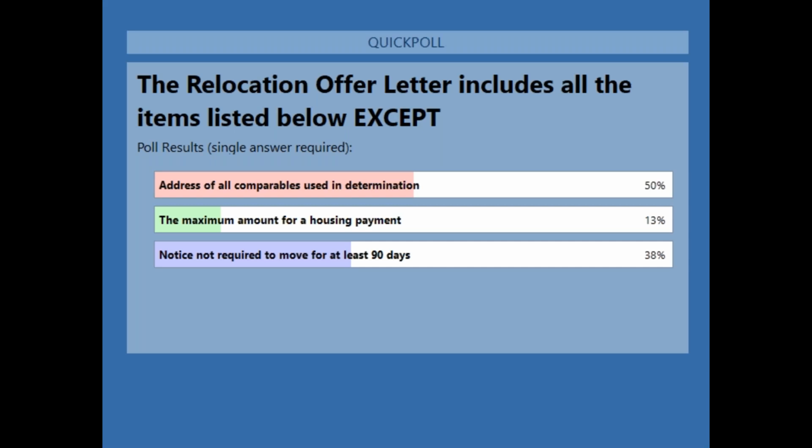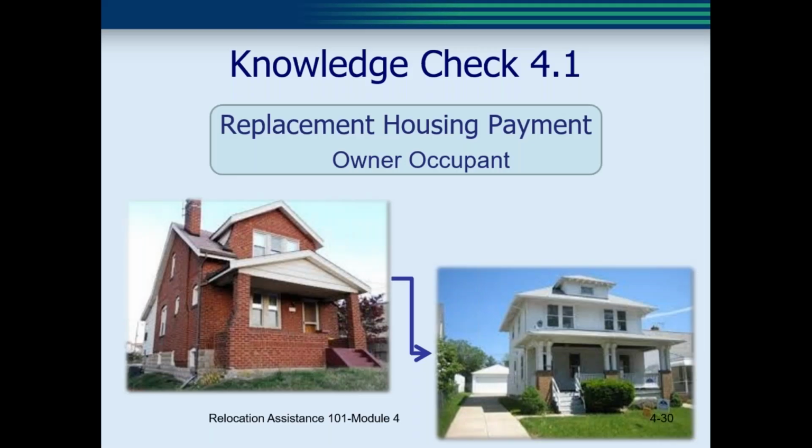Okay, and the answer is A. A is the one that is not correct because it is saying address of all the comparables. The only comparable that you put in that offer letter is the prime comparable. You're going to provide them with the address, and you're also going to provide them with the cost to purchase. The notice not to move for 90 days, that's the 90-day notice that is in every offer letter.